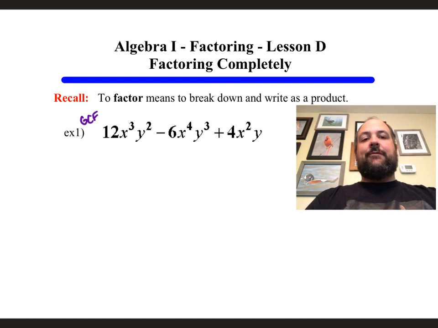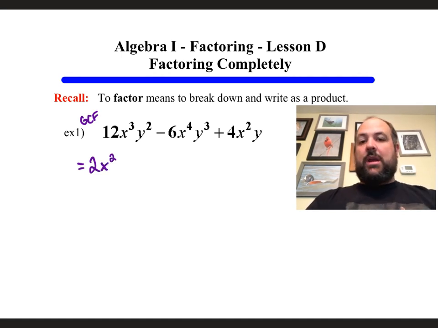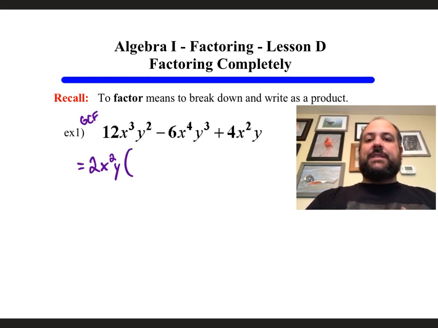12, 6, and 4. The greatest common factor between all of those is indeed 2, so I'm going to factor that out. Then we look at the variables. I have x cubed, x to the fourth, x squared. If you recall from GCF, we factor out the smallest exponent, which is the x squared. Then I look at the y's. I have y squared, y to the third, and y. The smallest exponent there is y to the first, so I'm only going to factor that out. That's my GCF that goes out in front. What's left over goes inside the parentheses.